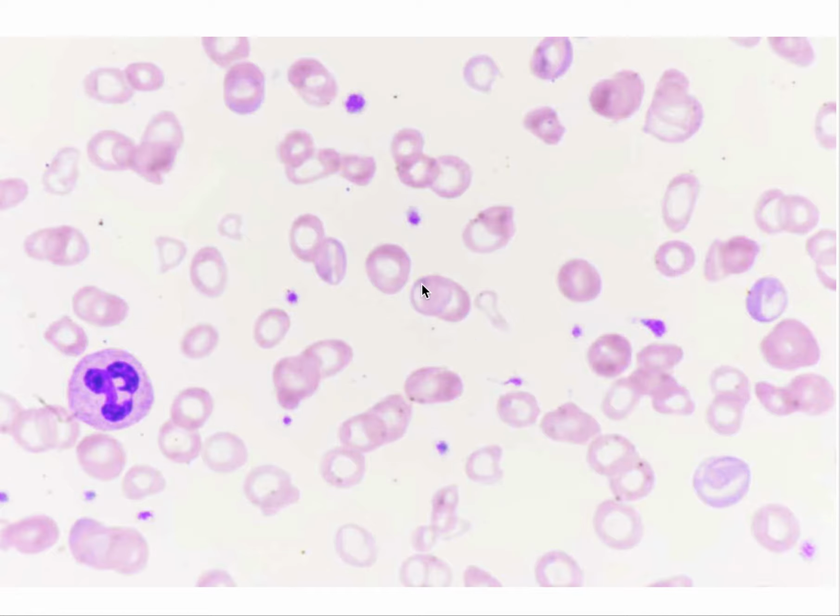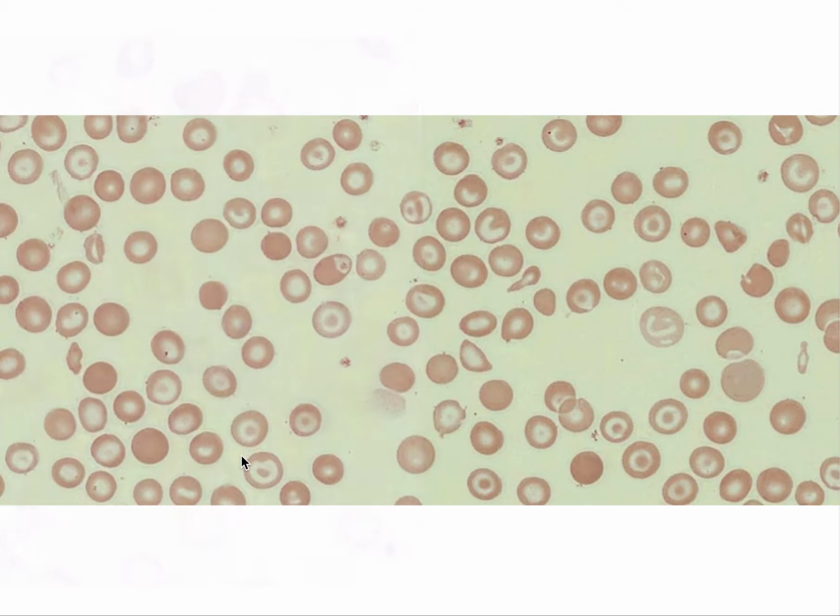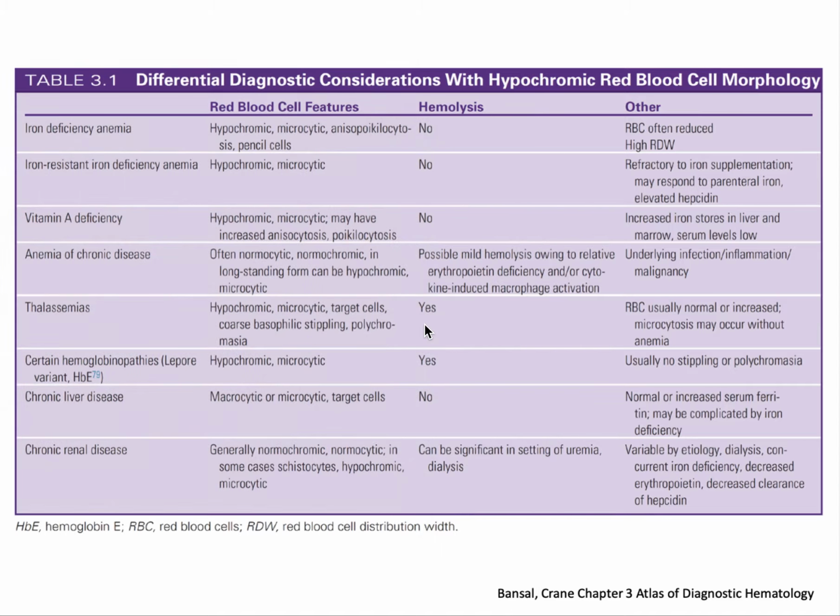So here's a case where you have much more increased central pallor. So you see that that's microcytic anemia, or what you can see in iron deficiency anemia. So we have much more central pallor of the red cells. Here's more target cells, teardrops, some fragments, some of the various associations. Again, the different associations with hypochromic red cell morphology.